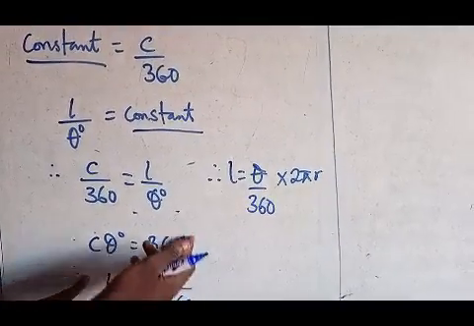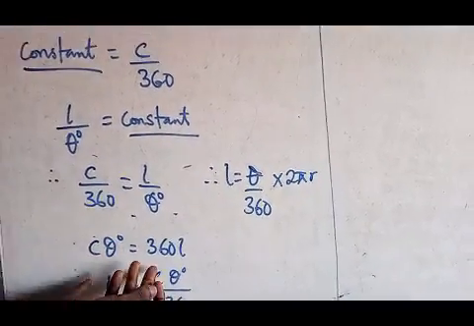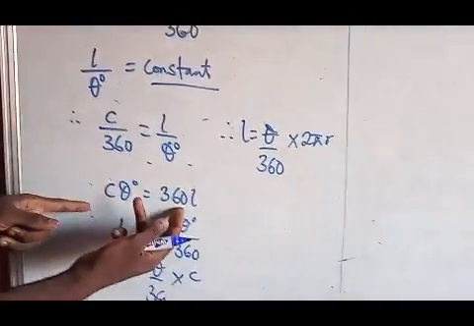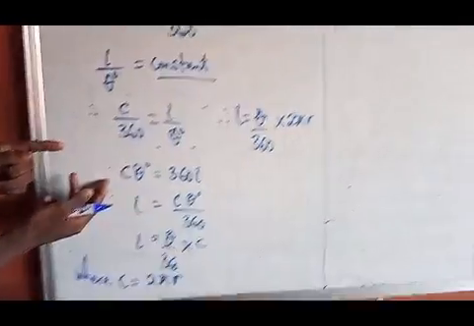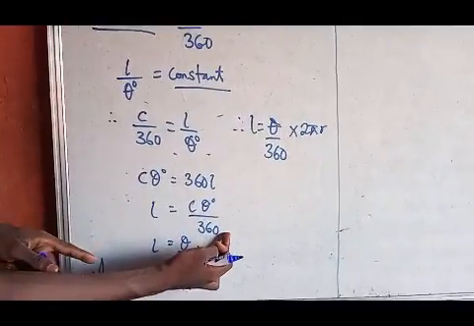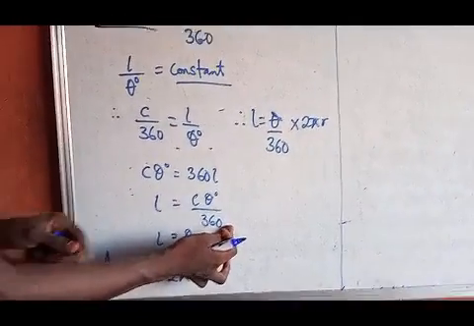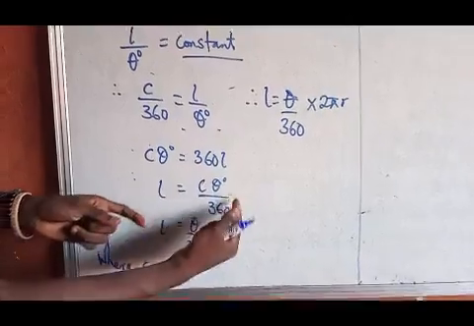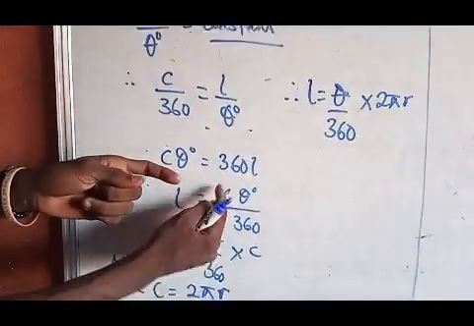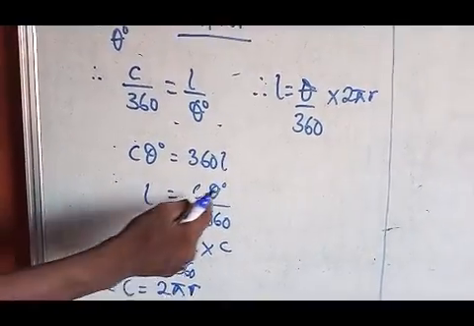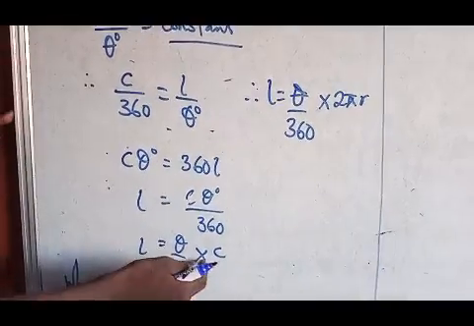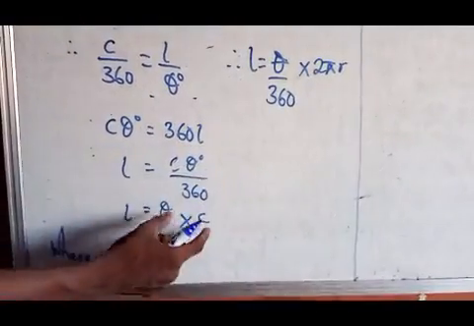We are trying to make L the subject of the formula, which is our length. If you are making L the subject, you divide both sides by 360. So if you divide this by 360, you are going to have this particular answer here. The difference between this and this is multiplication, so theta over 360 times C is still the same thing as C theta over 360.